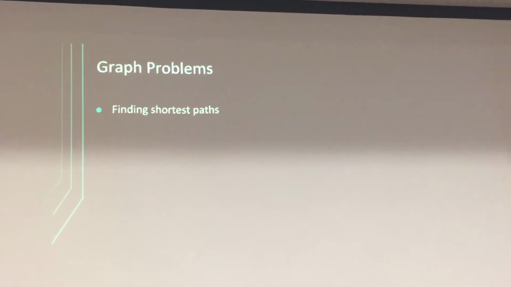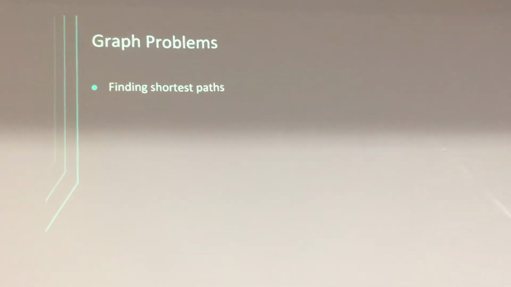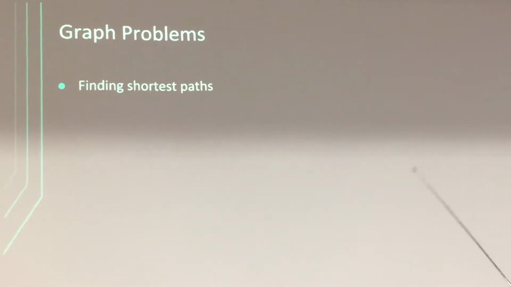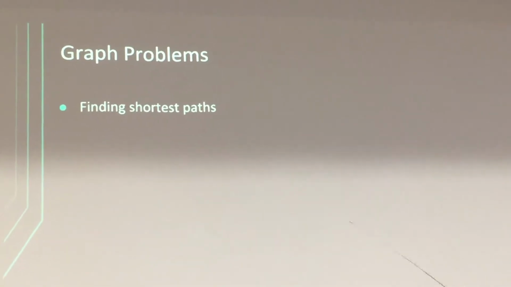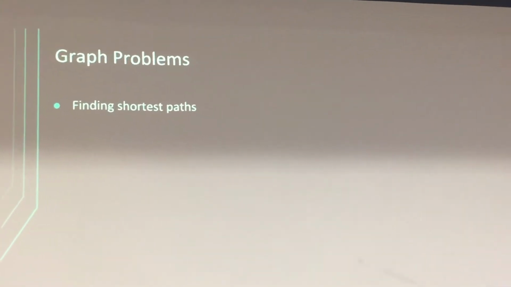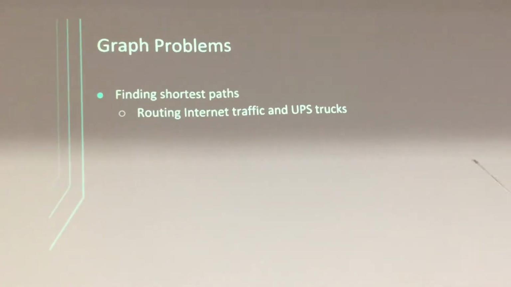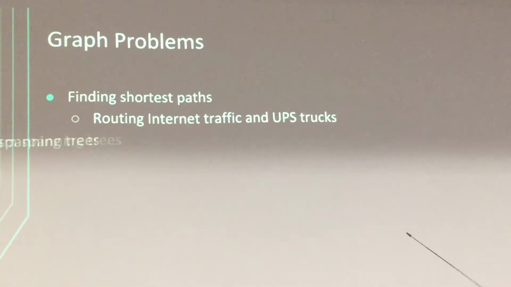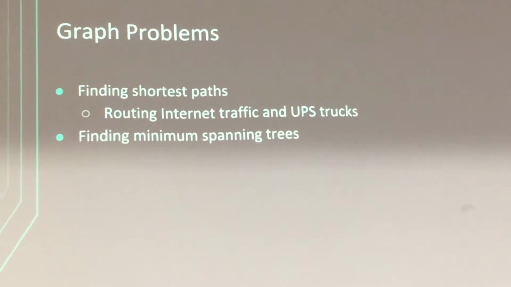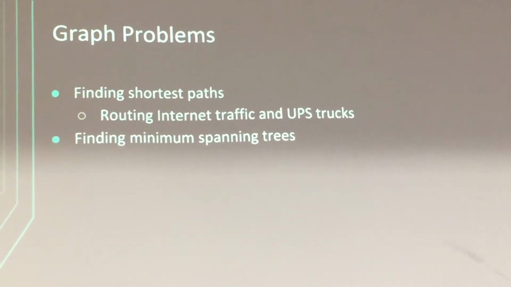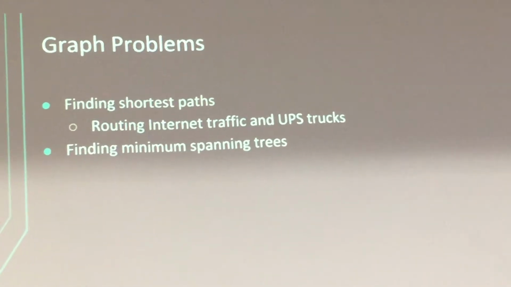And let's go through a few graph problems. For example, let's see, find the shortest path. The shortest path is nothing but the shortest path between two nodes. Examples would be routing internet traffic and the UPS trucks. And next is finding the minimum spanning tree. Minimum spanning tree is nothing but finding the subset of edges which connects all the vertices in a graph. An example would be the telco laying down fiber.